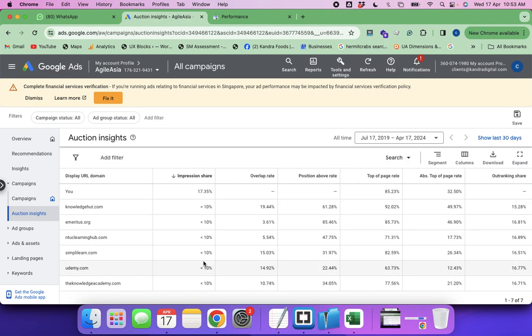See, impression share is basically how aggressive they are in bidding and showing for the keywords, considering the overlap rate. So 100 people are searching, and for 17 people the ad has been shown by this particular company, Agile Asia. Yes. Okay, so overlap rate: the keywords which Agile Asia is using and Knowledge at is using, there is a 19 percentage overlap between Agile Asia and Knowledge at, and only 3.61 percentage between Emeritus and Agile Asia in this particular ranking.